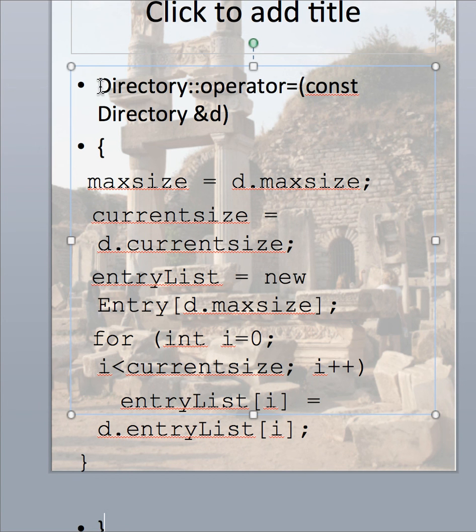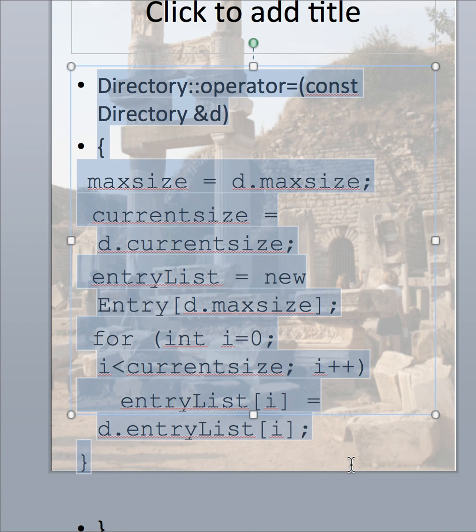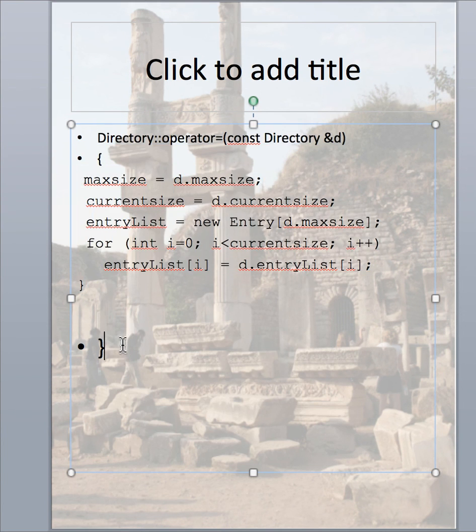And let me just make this a little bit smaller text so it all fits easily. And so there we have it. We have the definition of the operator equal overload, and then the exact same code that we would have created otherwise.